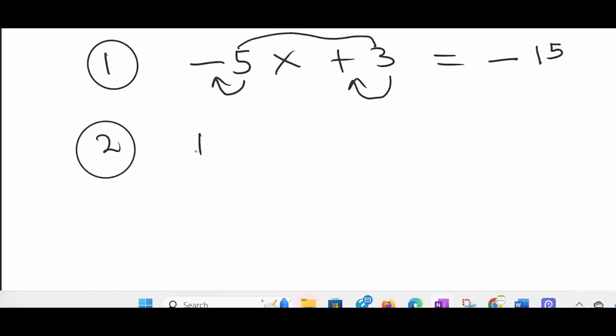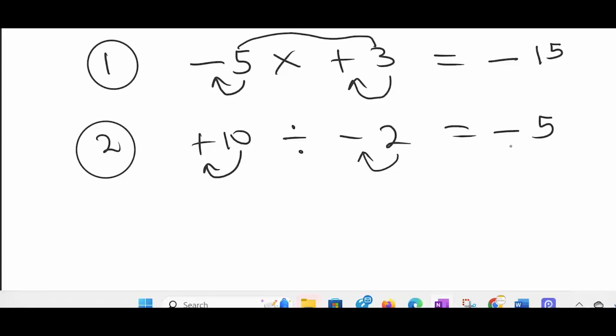Let's look into another one. You have plus 10 divided by negative 2. Here 10 is positive, 2 is negative. So we need to combine the signs by using division. That division tells us that we need to combine the signs. We have two different signs, and we already know that different signs combine together to become negative. Then 10 divided by 2 will be 5. So the answer is negative 5.